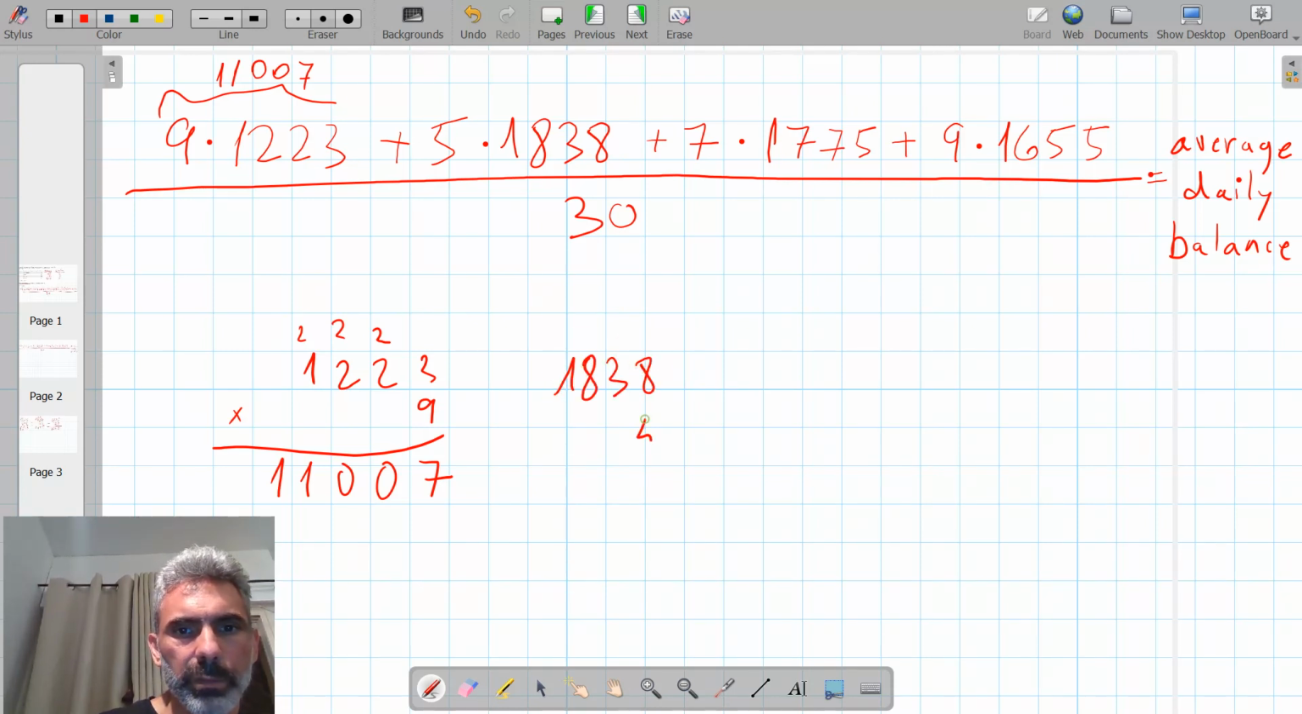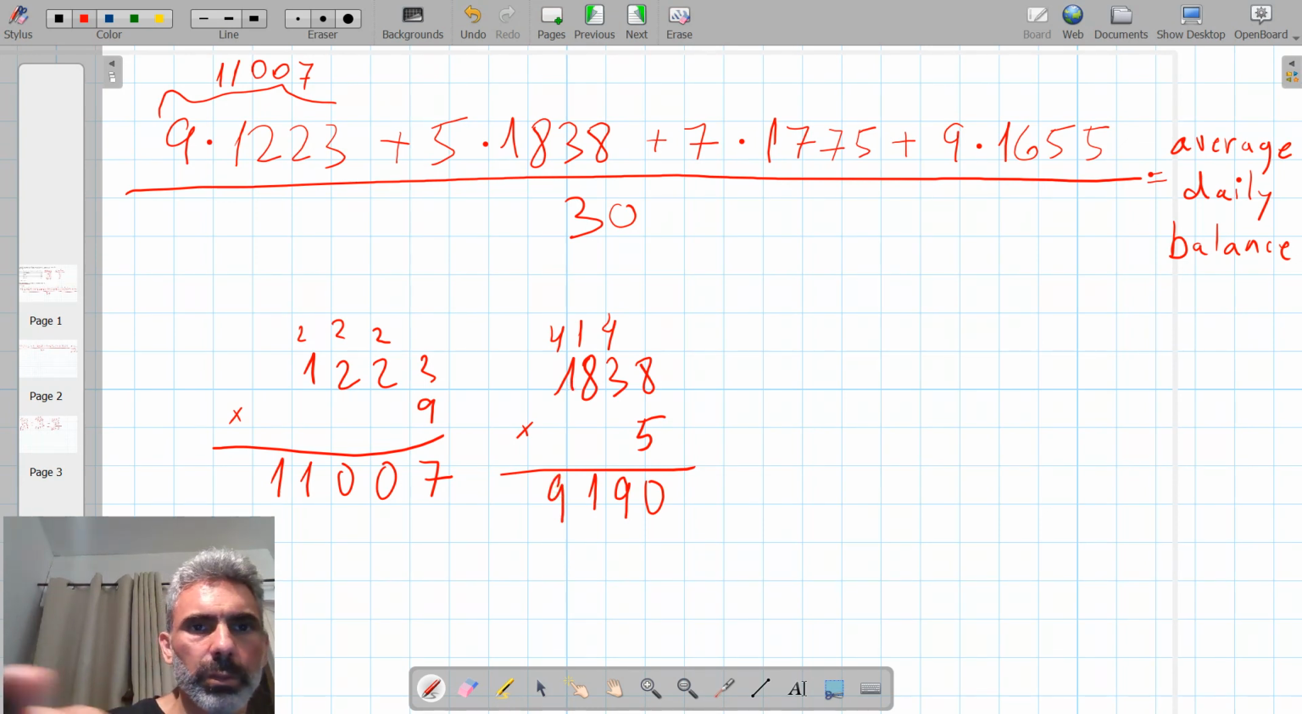1838 times 5. 8 times 5 is 40. 5 times 3 is 15, plus 4 is 19. 5 times 8 is 40, plus 1 is 41. 5 times 1 is 5, plus 4 is 9. So this is 9,190.